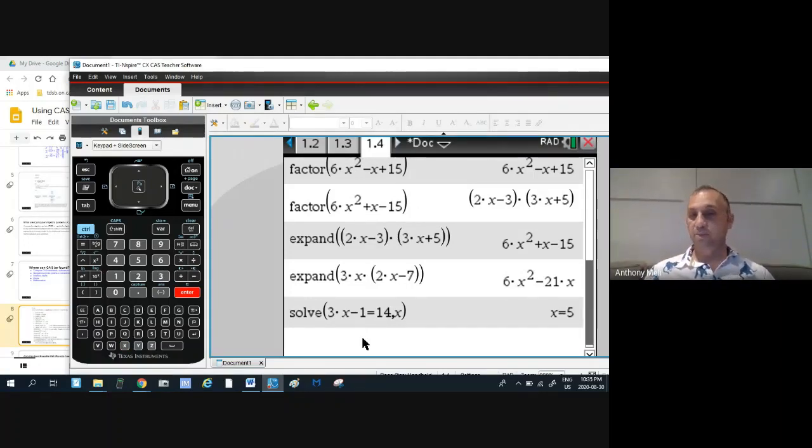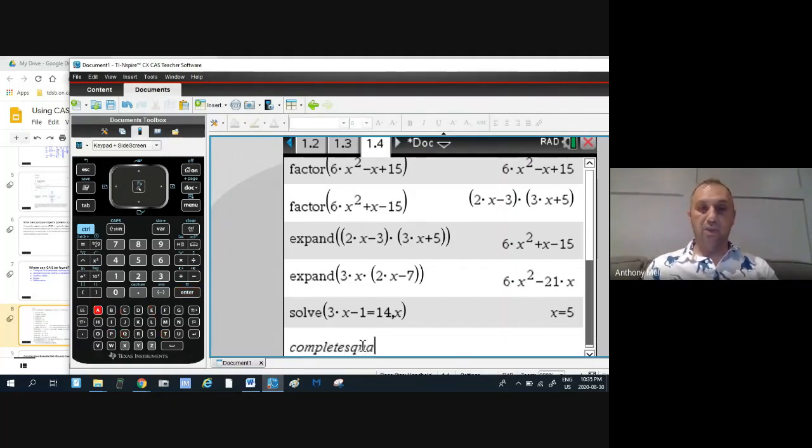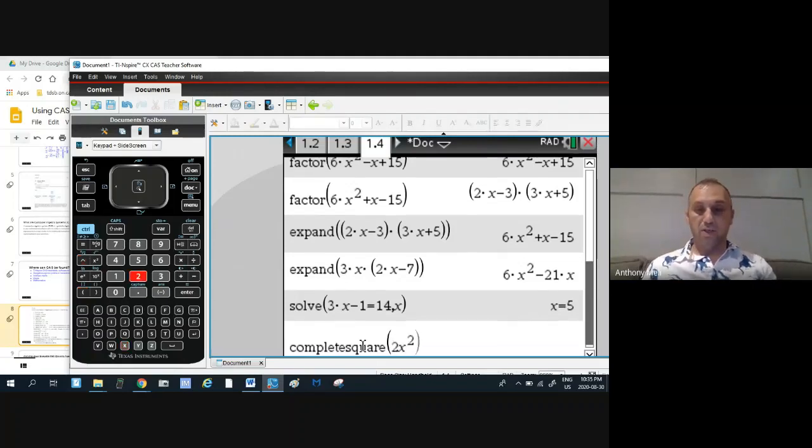We can solve systems of equations or multivariable equations. We can ask it to isolate one variable or another. So pretty cool. Earlier, I was showing you what it looks like to complete the square. Complete square is a function we can use here. I could say 2x squared plus 8x, and we can do that.